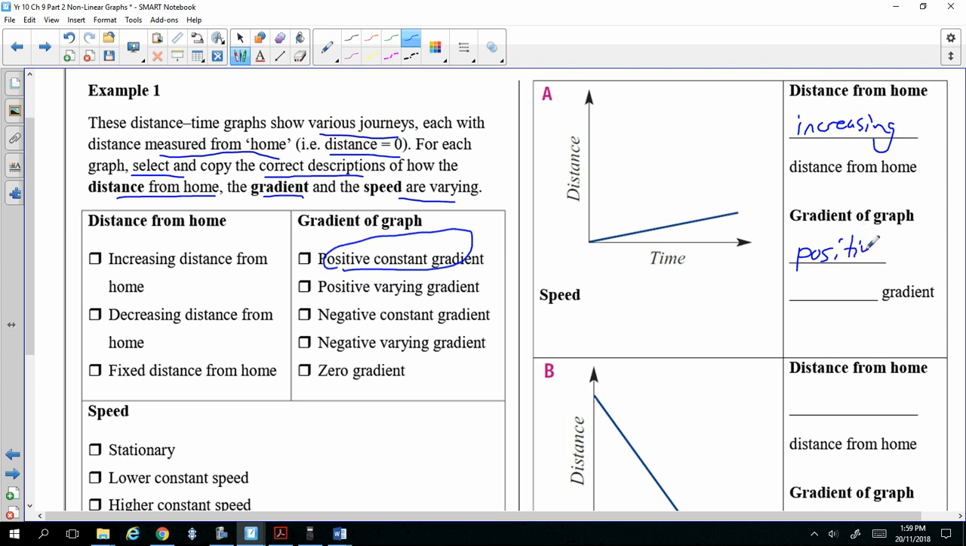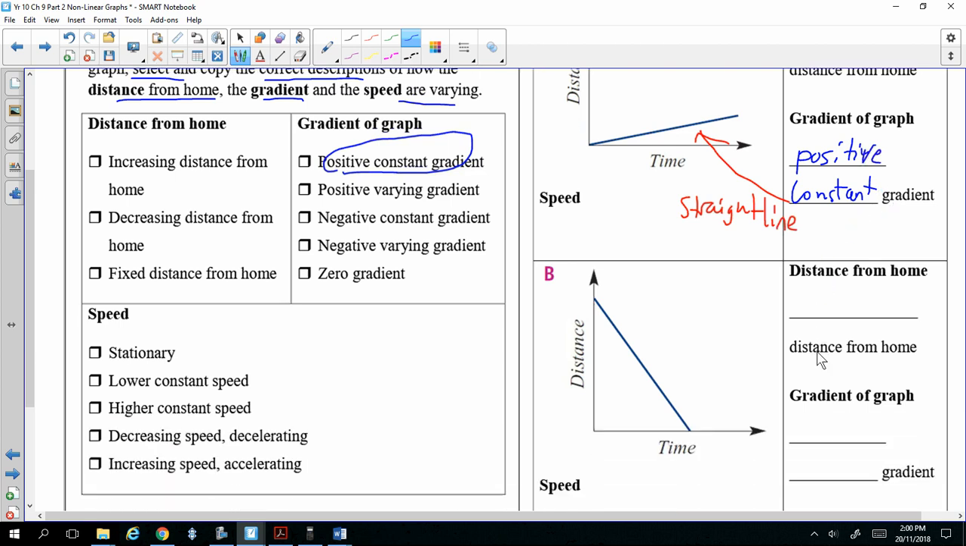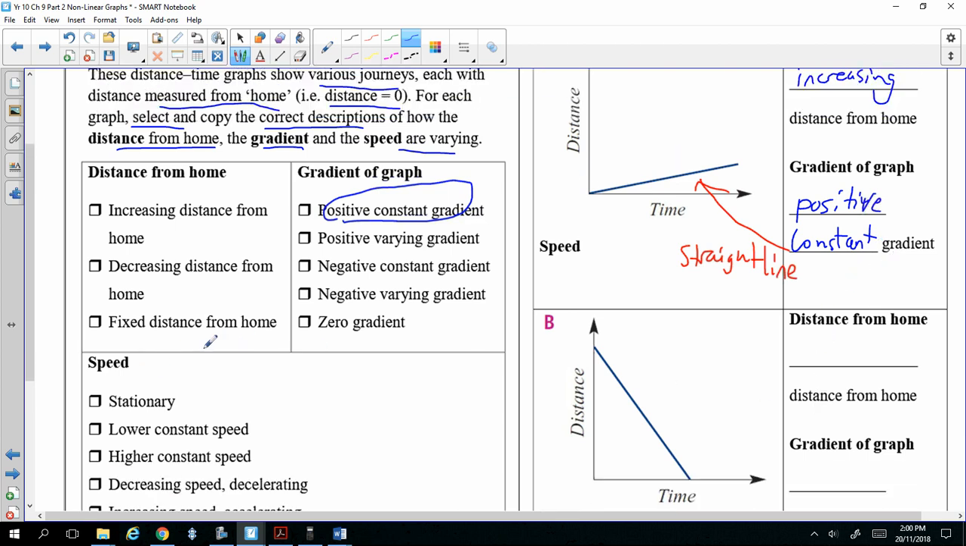How do I know it's constant? Because the gradient doesn't change, it's a straight line. So when it's a straight line, it's a constant gradient. Okay, so positive constant gradient. Let me write it again so I can write it a bit clearer. Constant, like that. Okay, let's look at the next one. Do we have to talk about speed? Oh yeah, there's the speed, yeah.